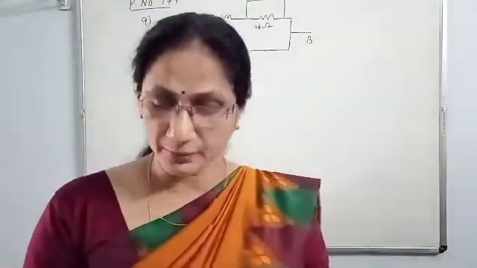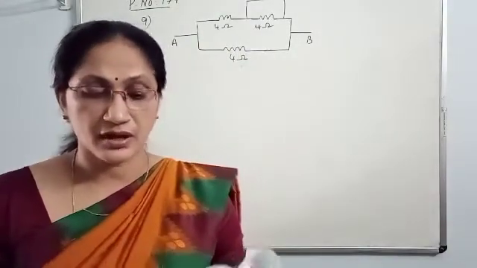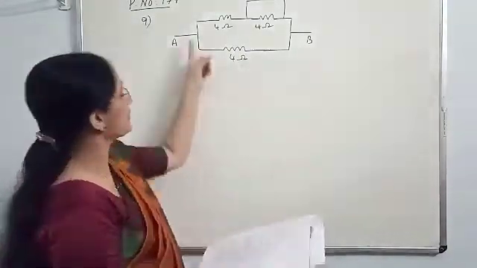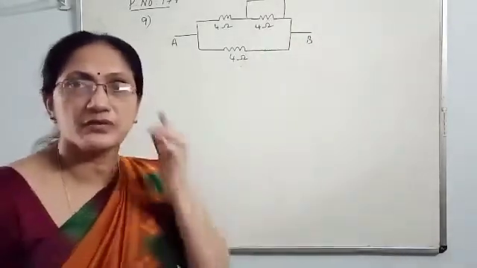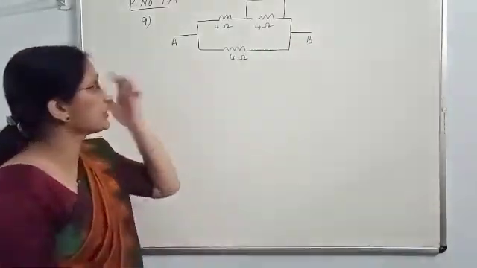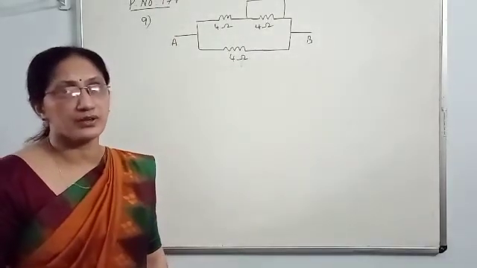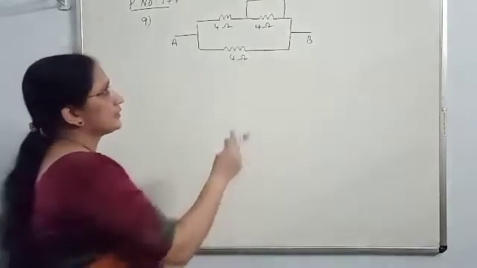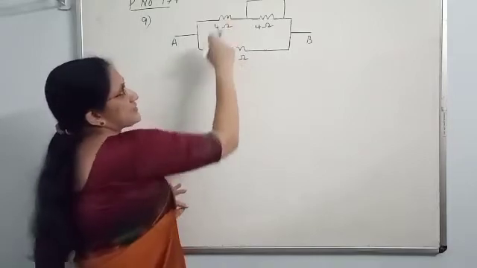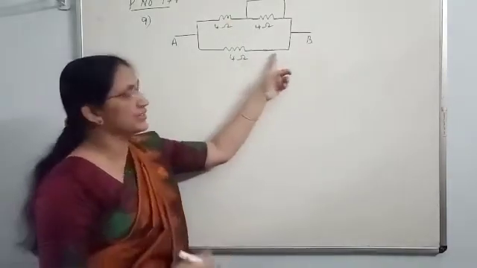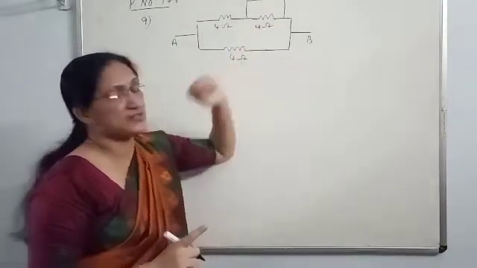Next numerical from page number 177, question number 9. Calculate the effective resistance between A and B. This is the circuit. Total resistance between A and B you have to calculate. You can see there are 3 resistances, all 4 ohm each. Look here, 2 parallel branches you can see. This is one branch. It has only one resistance. And in this branch there are 2 resistances.